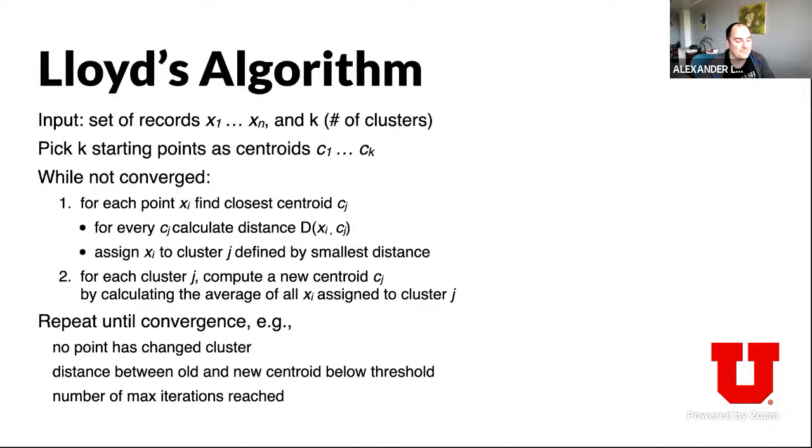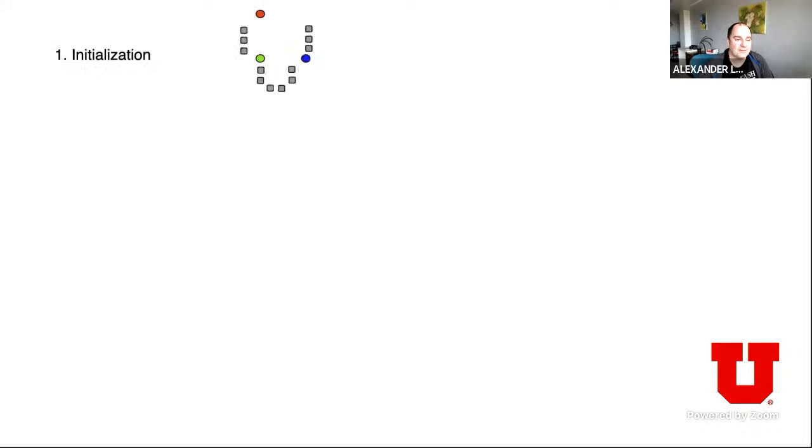Convergence, for example, could be a criterion such as no point has changed cluster, or the distance between an old and a new centroid is below a certain threshold, or you could have something like a hard cutoff. I want at most 10 iterations, for example. So let's go through this again, more graphically.